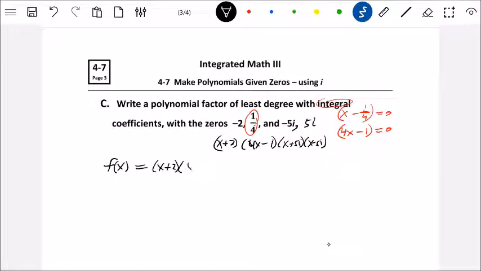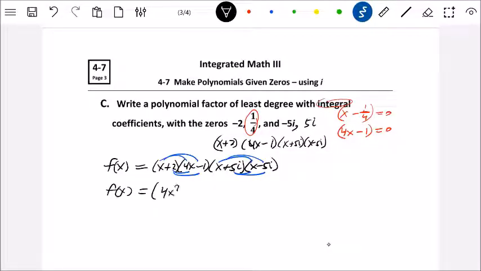x plus 2, 4x minus 1, x plus 5i, x minus 5i. So I'm going to do these 2 by 2. I'll do this set first and then this set next. So what we get, f of x is equal to 4x squared, x times x, minus x, plus 8x minus 2. And the second one, x times x is x squared. But then I'm going to get a minus 5ix and a plus 5ix. So just know those will cancel.